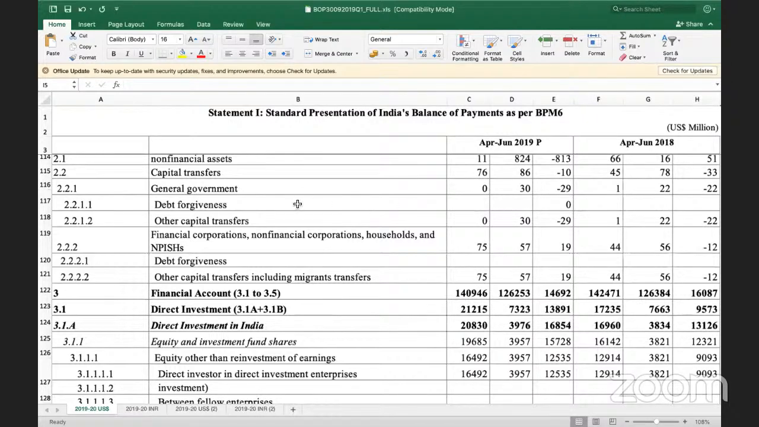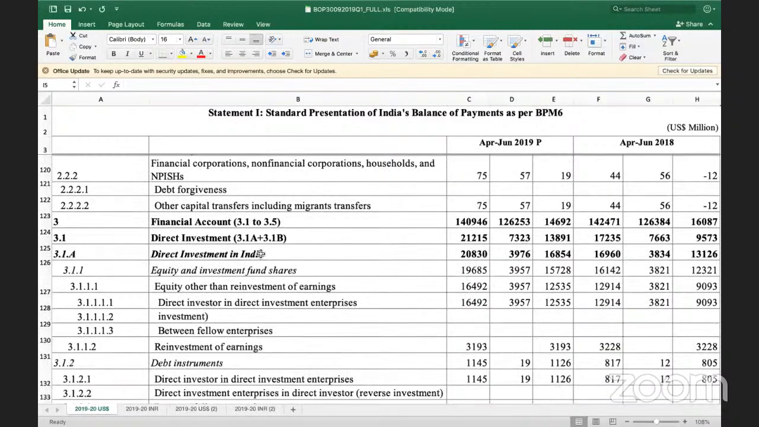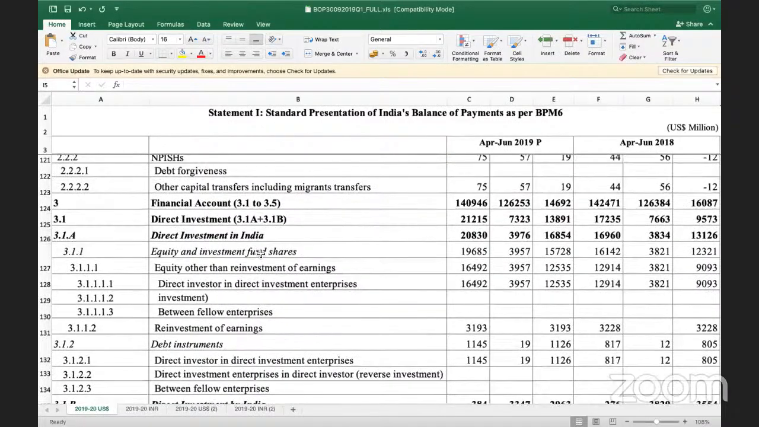It is 76,075, and there's nothing here for debt forgiveness. This is a very rare phenomenon, and we can't depend on this. It is their wish, or our wish, to forgive or not. Then the financial account. Then investments.